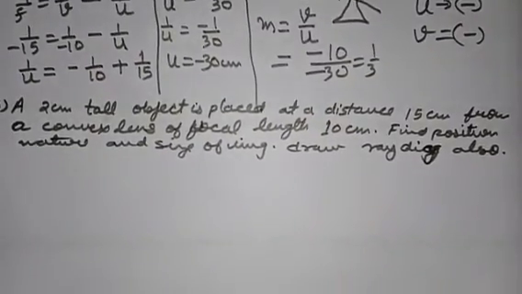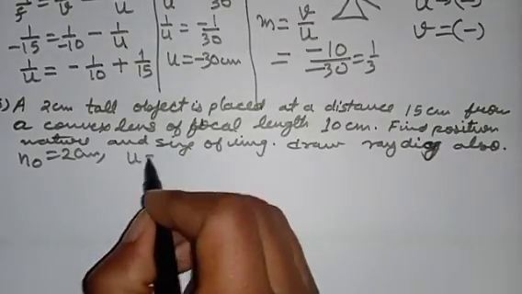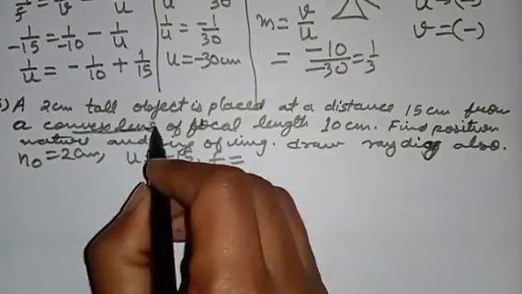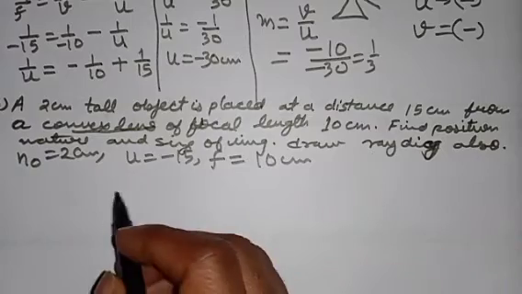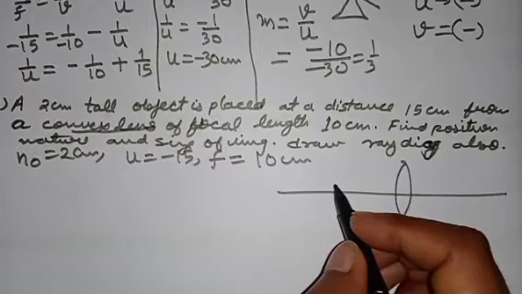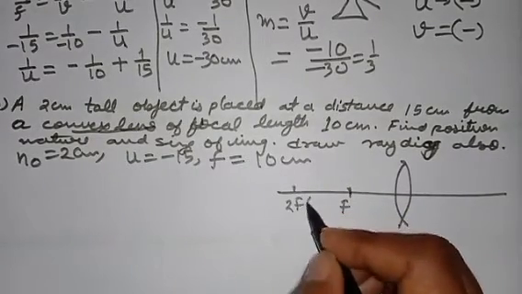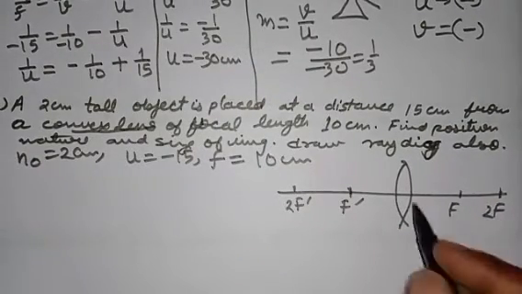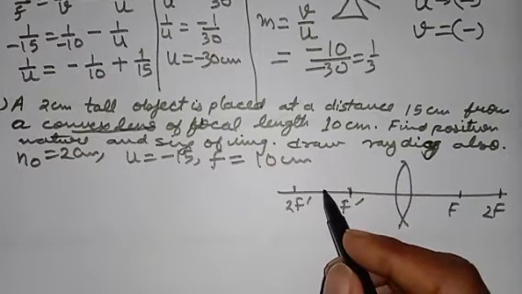Next, a 2 centimeter tall object, height of object 2 centimeter, at a distance 15 centimeter of focal length. So it is convex now. Focal length is positive 10 centimeter. Find position, nature, size of image. Draw image diagram also. So first we will draw the diagram, which we can do easily. Focal length is 10. So here till here it will be 10. This is 2f. Dash actually on this side. These are dash, and the main focus is this. So if till here it is 10 and the object is at 15, so somewhere here.